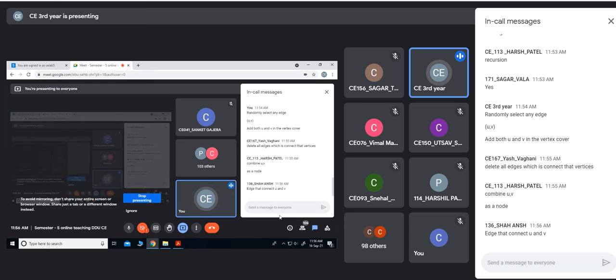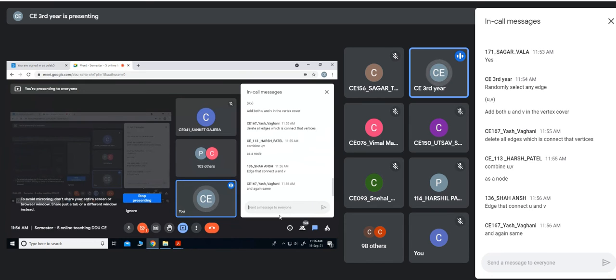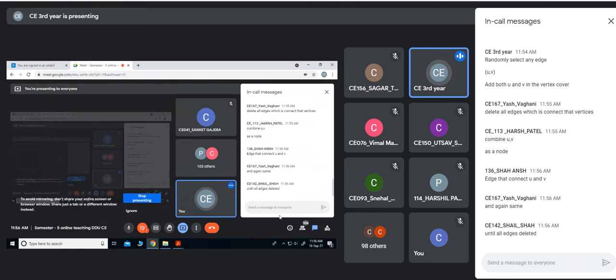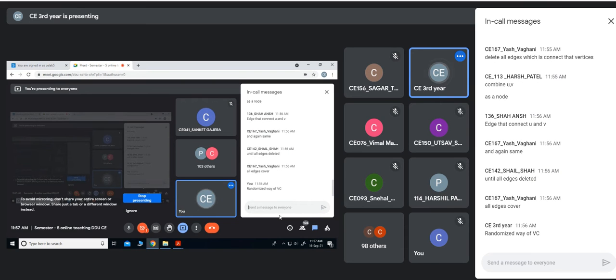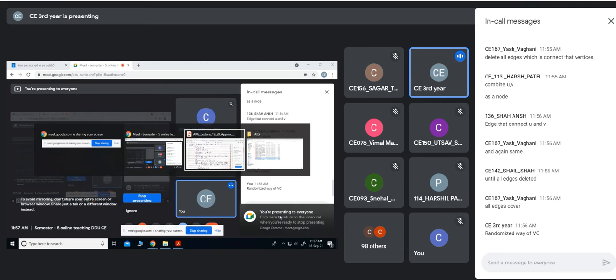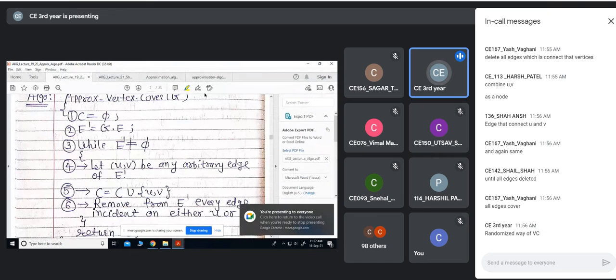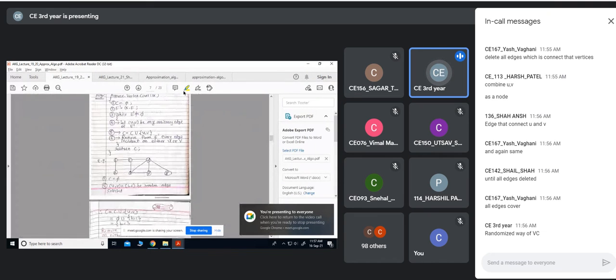How many times we have to repeat this process? Again, same, again, same. Till what? Yes, there should be some edge. Very correct, until all edges are deleted. So this is a randomized way. Remember what you told me is a randomized way of vertex cover because we select edges randomly. Okay, let us see. So this is the first way. It is called approximate vertex cover, the name of an algorithm.